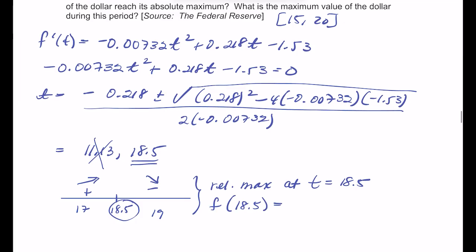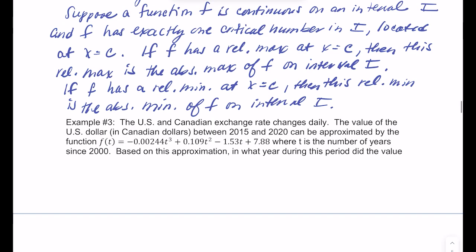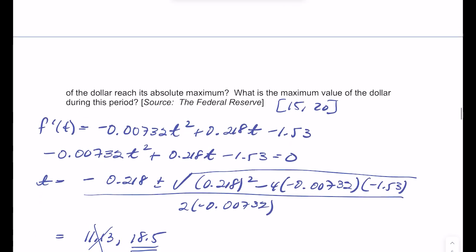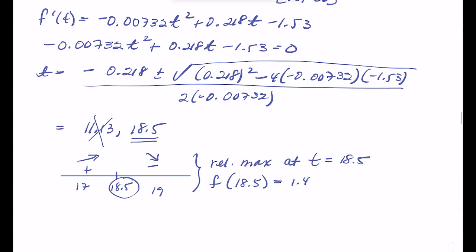Okay, so I need to find f of 18.5. I would plug 18.5 back into the original function, and when I do that, I end up with 1.43 approximately. Okay, so since I just applied the critical point theorem, and this tells me when there's one critical value on an interval, when you have a relative max at that point, then it also becomes the absolute maximum at that point. So this is also the absolute max.